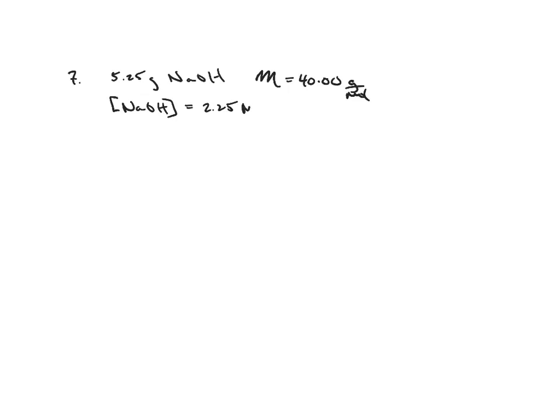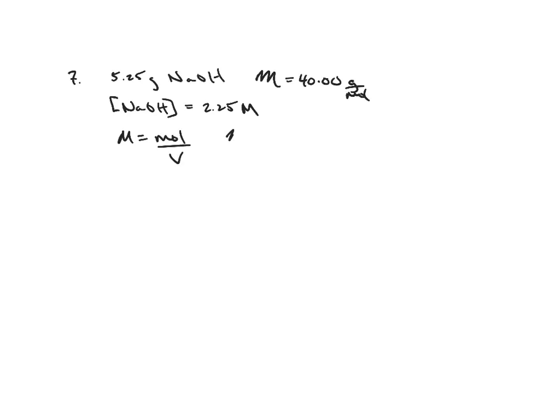Let's look at an example out of the second section. This time we are going to need both equations. How much water in liters is needed to create each of the following solutions? So it says we have 5.25 grams of NaOH. I'll save you a second and tell you the molar mass of that is 40.00 grams per mole. And the concentration of NaOH is equal to 2.25 molar. So this time we will need both equations.